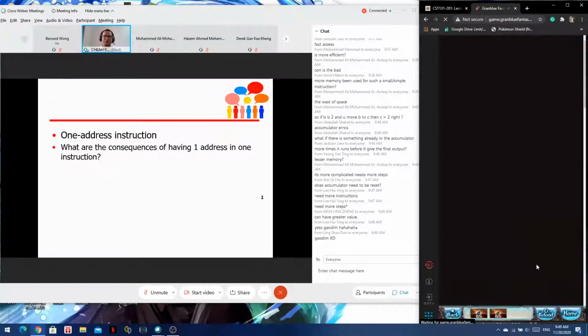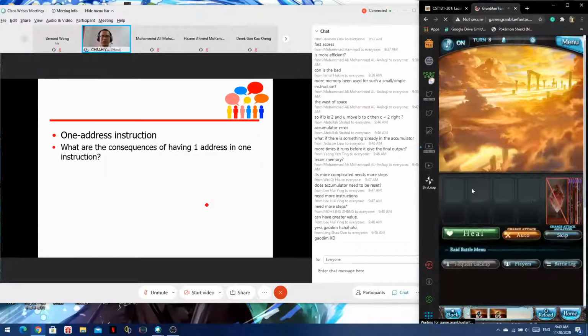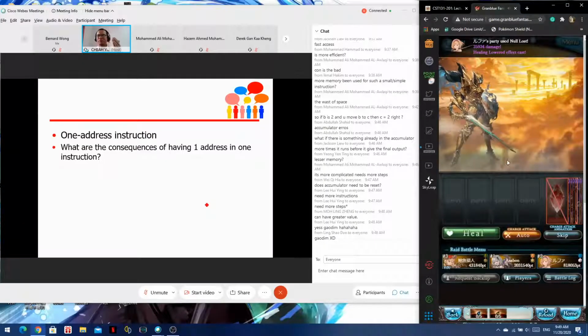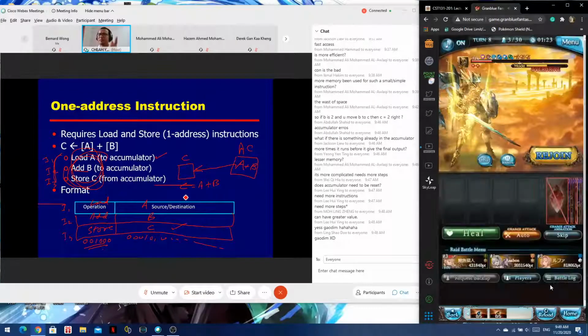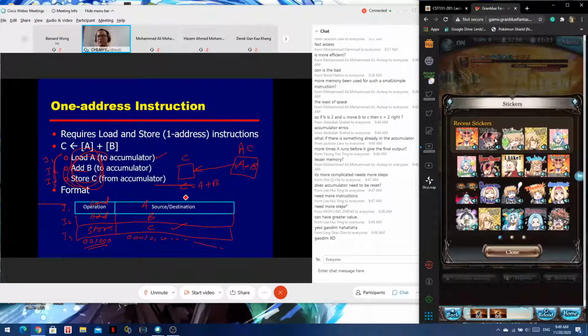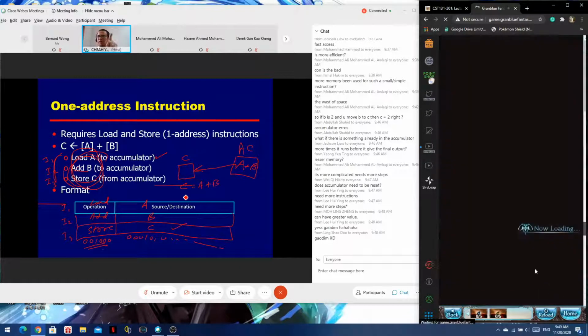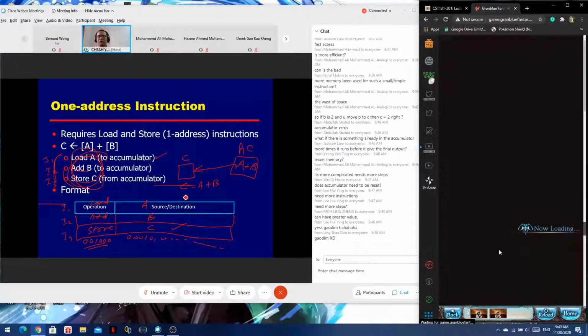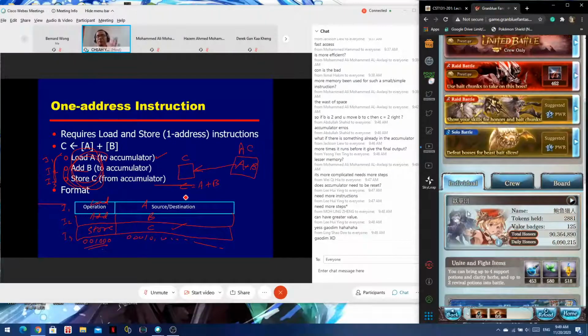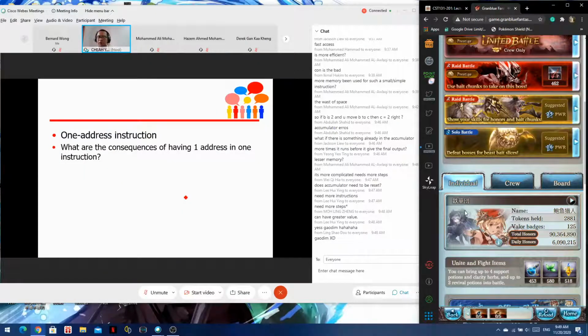Now notice that in the discussion here, all this A plus B plus C and all that, the A refers to an address in memory, and that address A contains the number or whatever operand that you want to use. Okay, we're talking about addresses, not numbers. Yes, scout team. Okay. So your discussions there are valid.